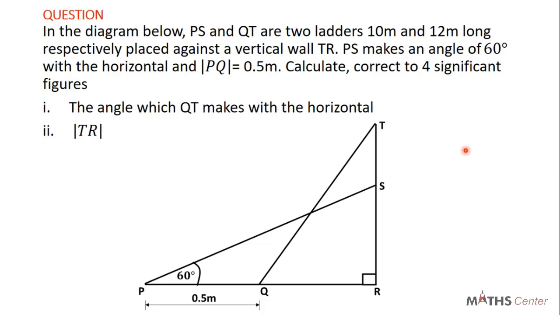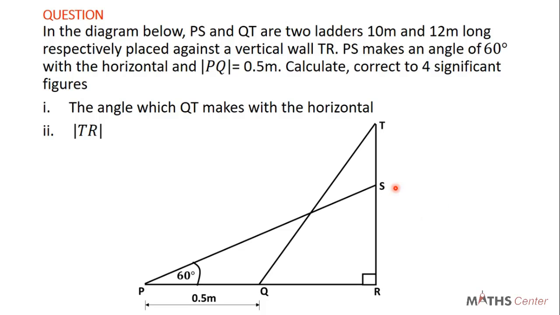The question for this video is: in the diagram below, PS and QT are two ladders, 10 meters and 12 meters long respectively, placed against a vertical wall TR. PS makes an angle of 60 degrees with the horizontal and PQ is equal to 0.5 meters. Calculate, correct to 4 significant figures, the angle which QT makes with the horizontal, and the length TR.